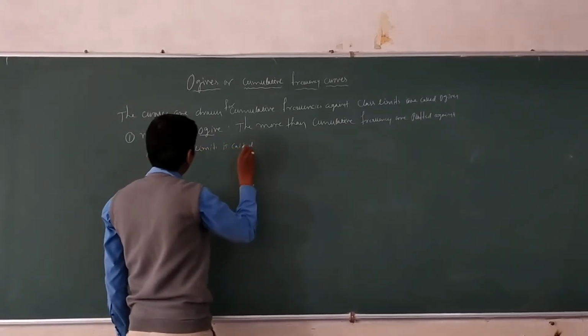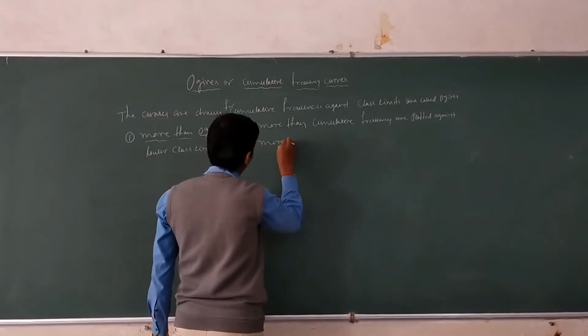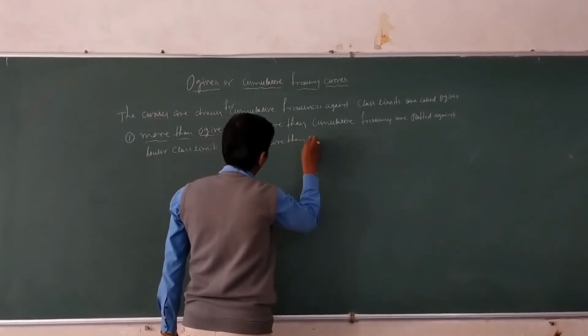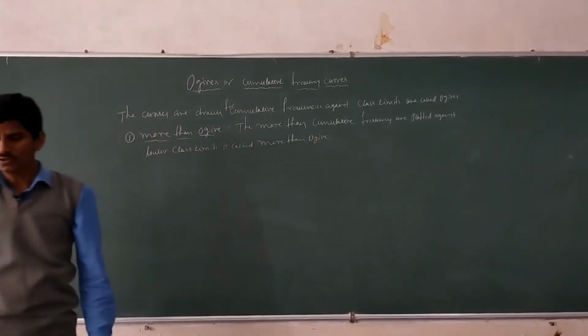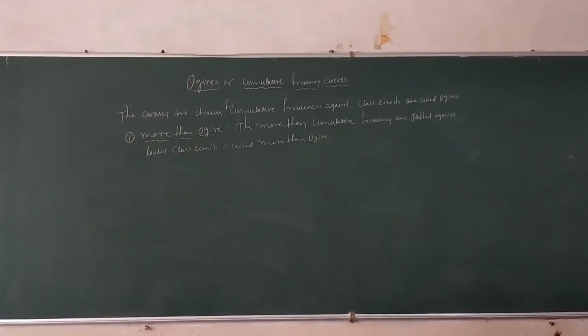What is the more than ogive? Here, the more than cumulative frequencies are plotted against the lower class limits. This is called the more than ogive.